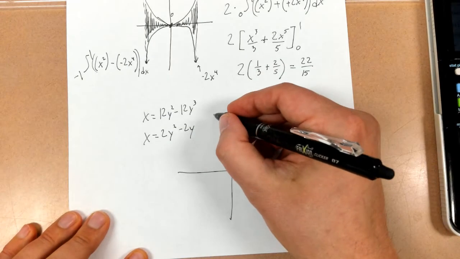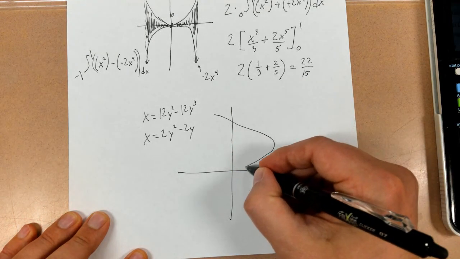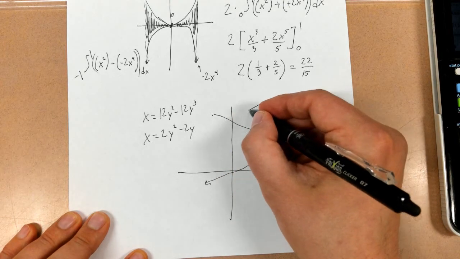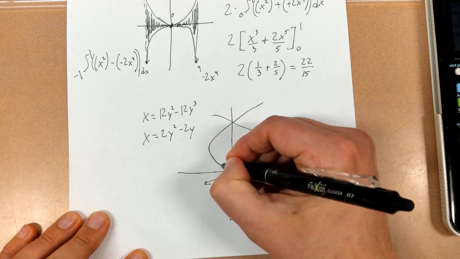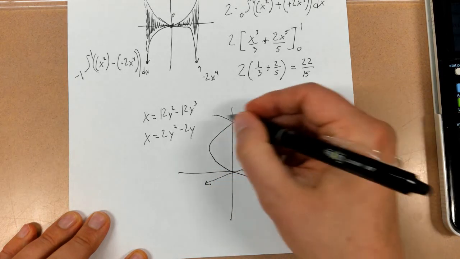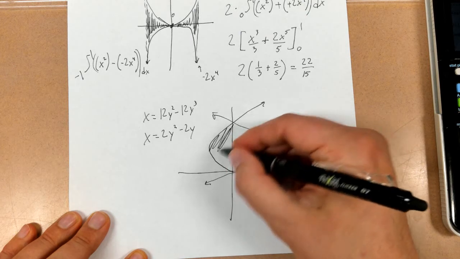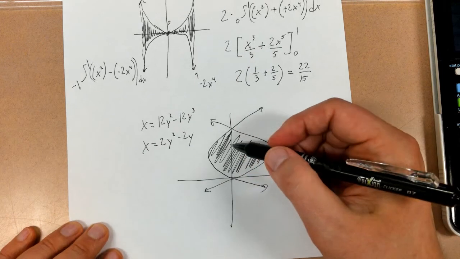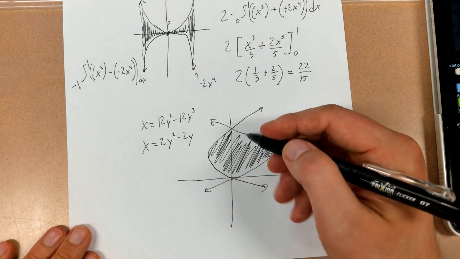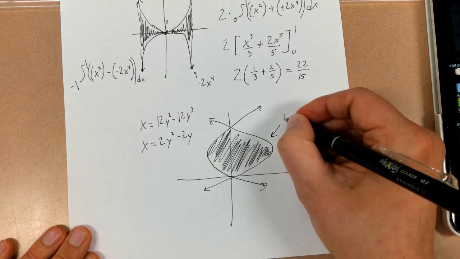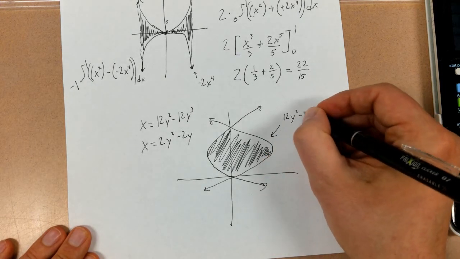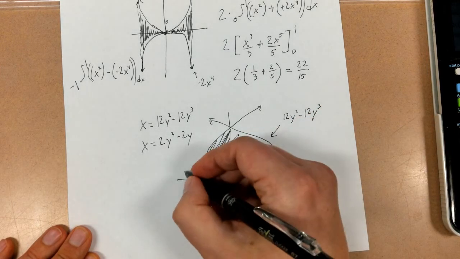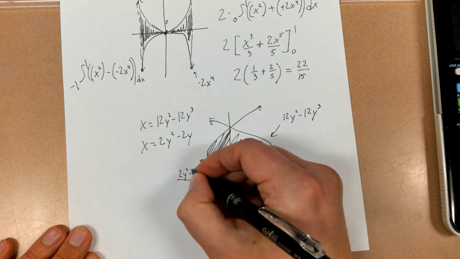One of the graphs comes in like this, and then another one like this. And so the area between the curves would be here. You might be wondering, how do we do this if it's y and not x? First, let's figure out which curve is which. This one here is the 12y squared minus 12y cubed, and then this equation here is going to be the 2y squared minus 2y.